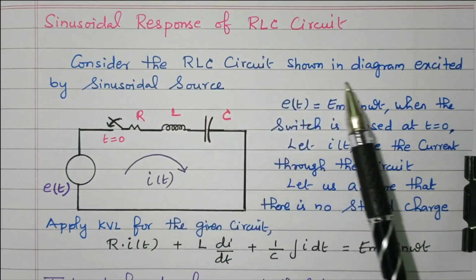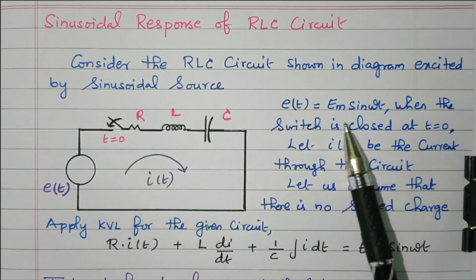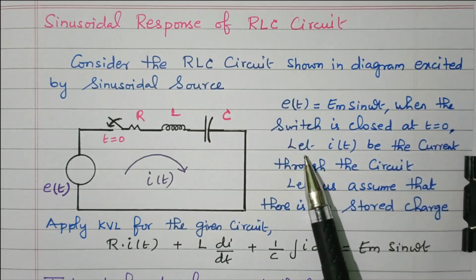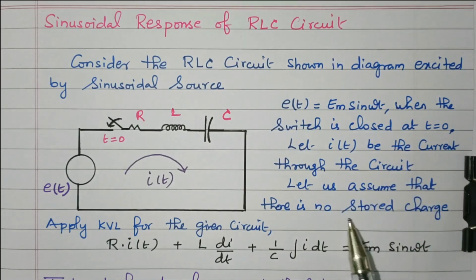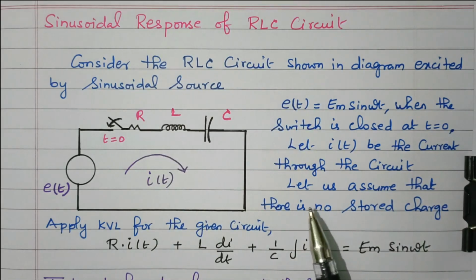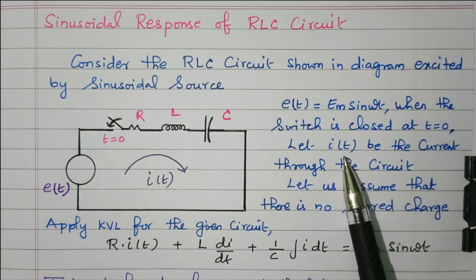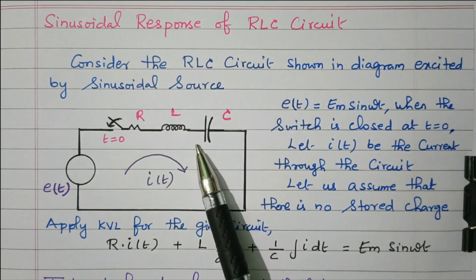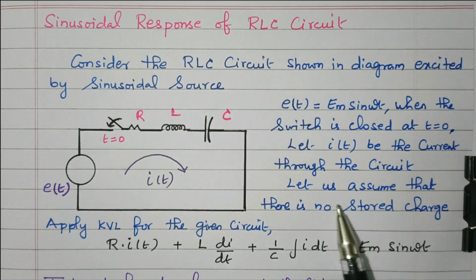Consider the RLC circuit shown in diagram excited by the sinusoidal source E of t equal to Em sin omega t when the switch is closed at t equal to 0. Let I of t be the current through the circuit. Let us assume that there is no stored charge before closing the switch. So in this RLC series circuit, Em sin omega t is applied at t equal to 0, and I of t is the current through the circuit. There are two storage elements available, inductor and capacitor, and there is no charge before closing the switch.